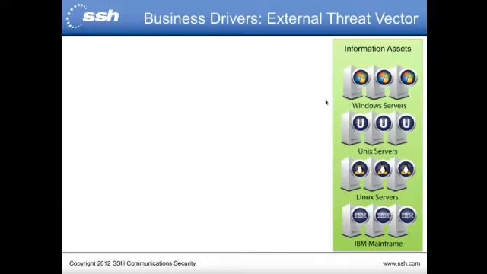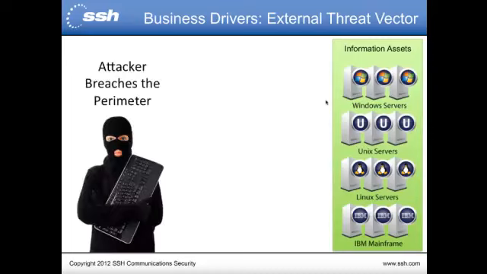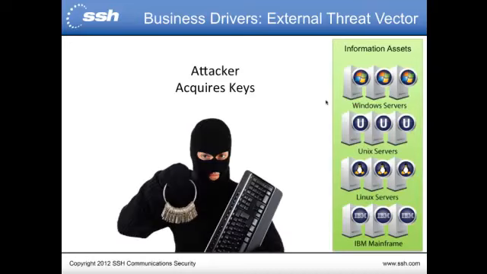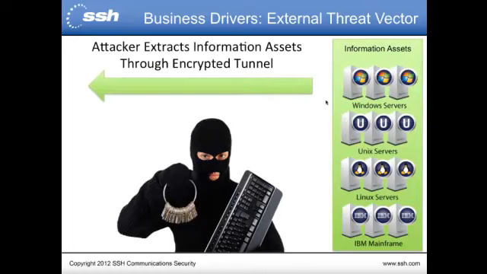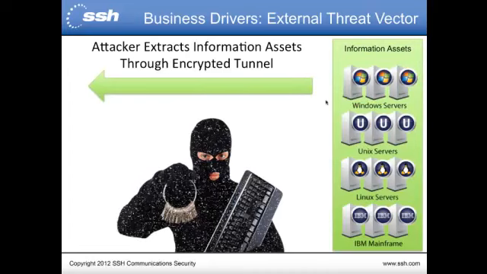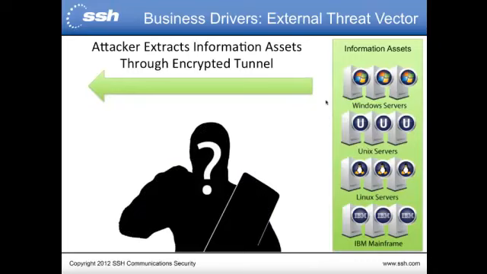From a business standpoint, let's look at what we talked about earlier, the external threat vector, and what that looks like from the standpoint of an attacker that breaches the perimeter. The attacker acquires keys, and the attacker accesses the servers. Obviously, because they're using the encrypted network, the attackers will be able to extract those information assets through the encrypted tunnel, quite possibly without you even knowing, or knowing who did it and what information was taken. You have an exploit on your hands.